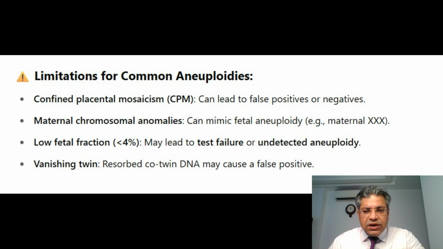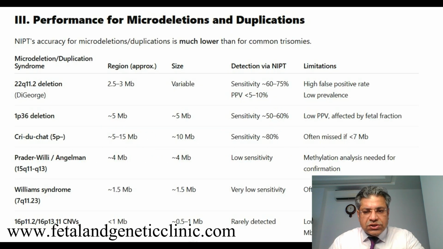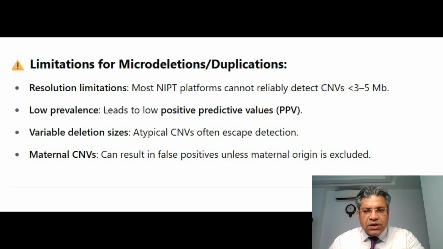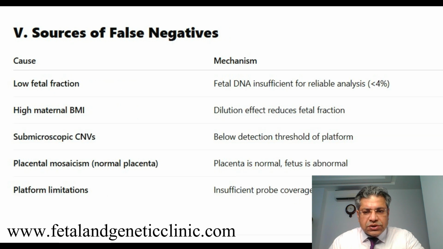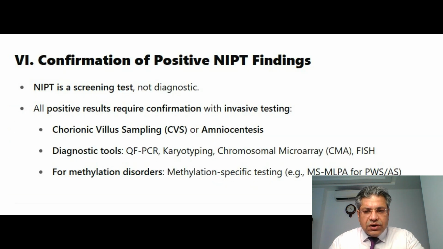The limitations are there. We can have confined placental mosaicism. We could have false positives and false negatives. This chart shows the performance and the limitations of how we look for it. There are some reasons for which this could be a false positive, and some reasons for which this test could have a false negative. And once they turn out to be positive, how do you confirm the abnormal NIPT finding?